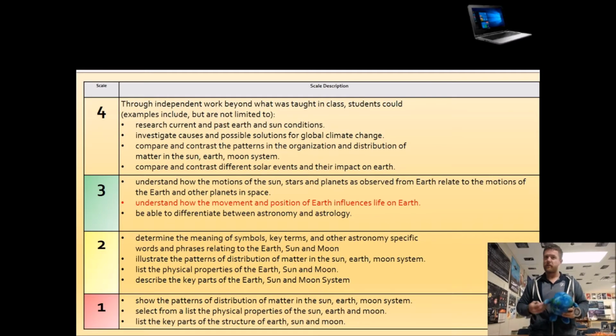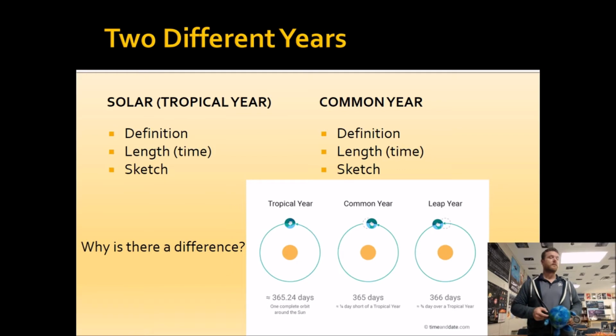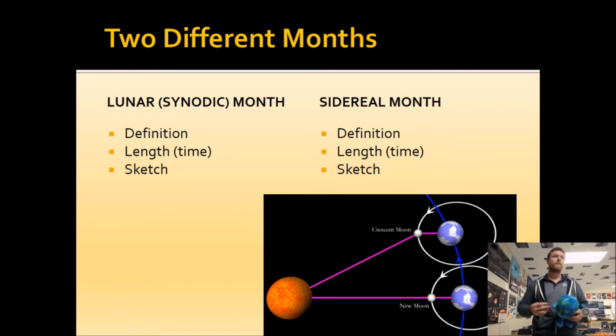Welcome to day 3 of Measuring Time is Not Exactly What I Thought It Was. A few days ago, we figured out that there's more than one type of day. Yesterday, we figured out that there's more than one type of year. Today, of course, we're going to figure out that there's more than one type of month.